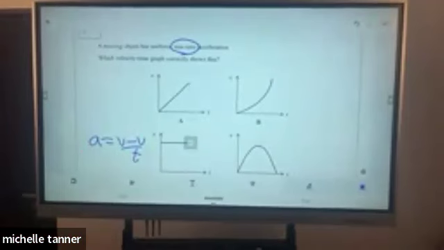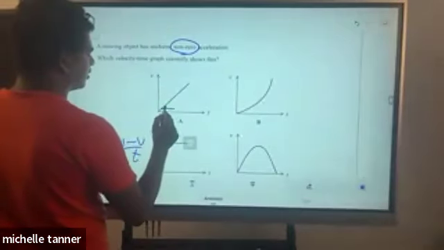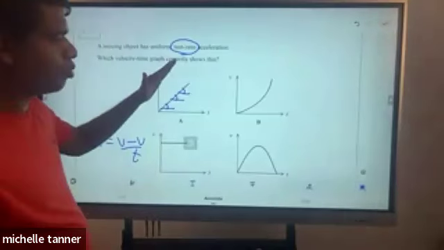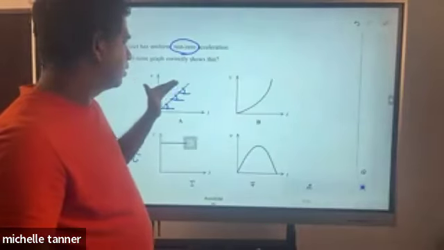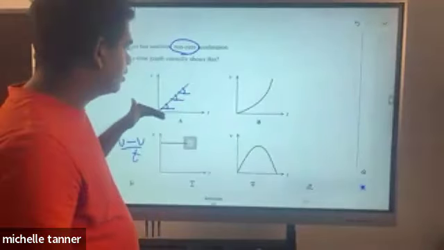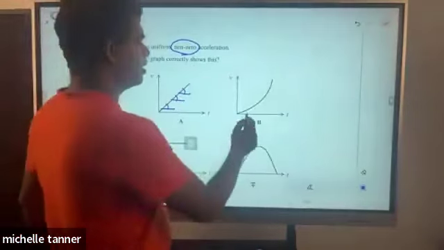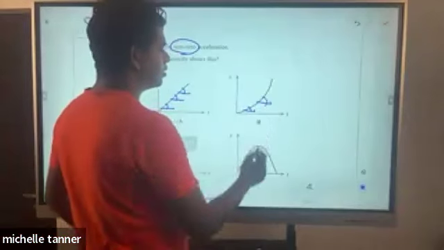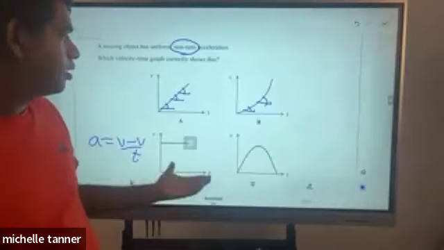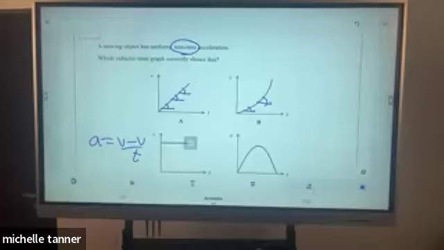Now look at this graph. There's an angle. The gradient is positive, right? And the gradient is constant. That means there is a uniform acceleration. But here, gradient increases, right? Acceleration increases. Then what's the answer? A. Am I correct? Yes, sir.